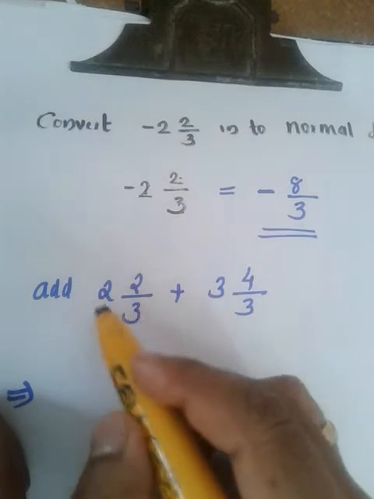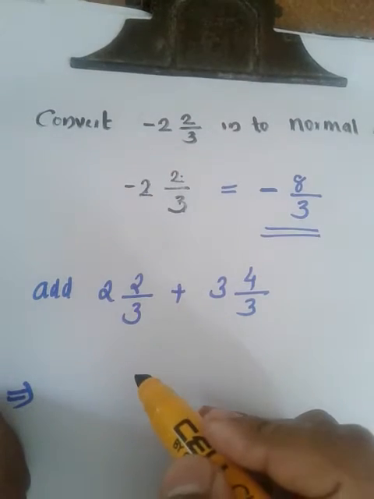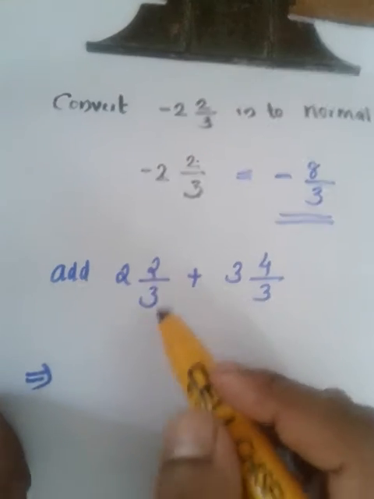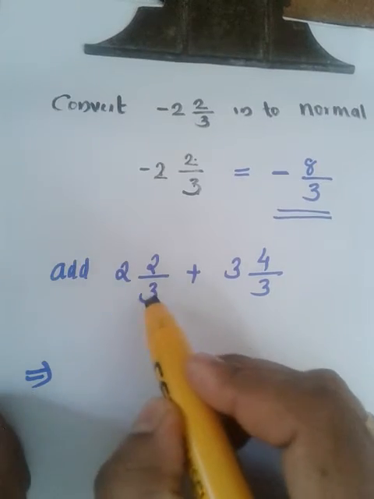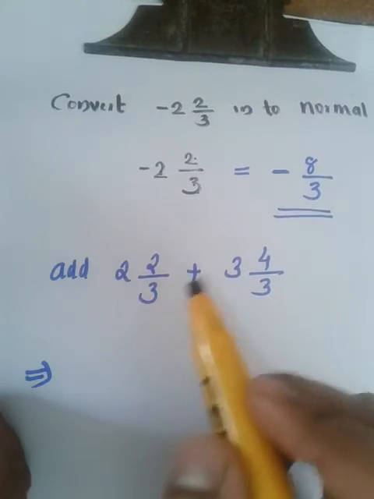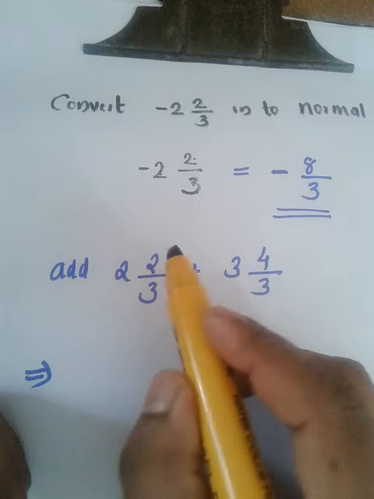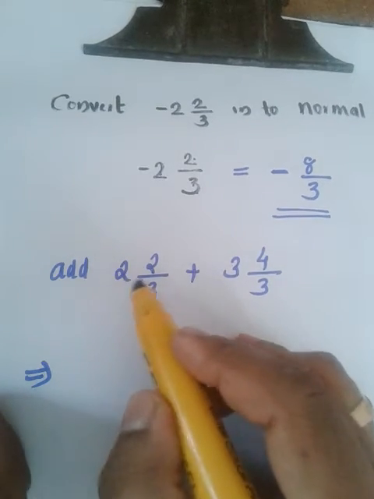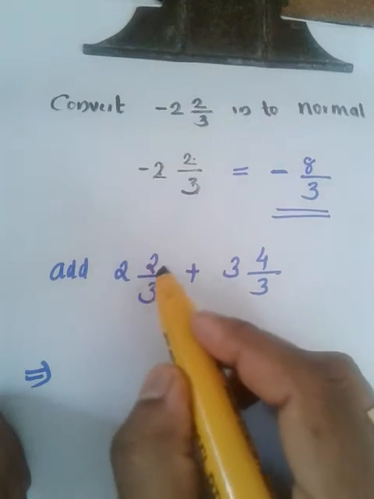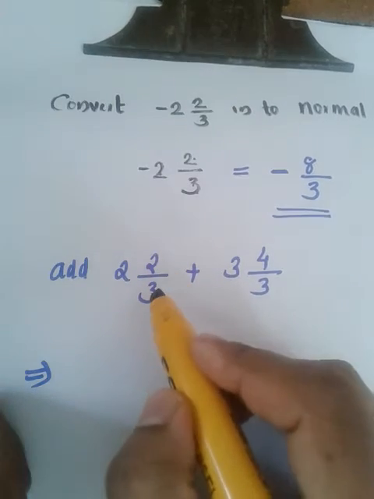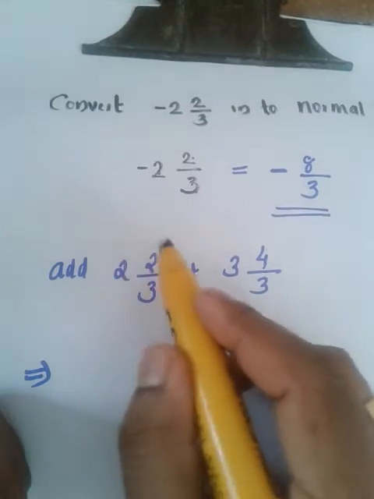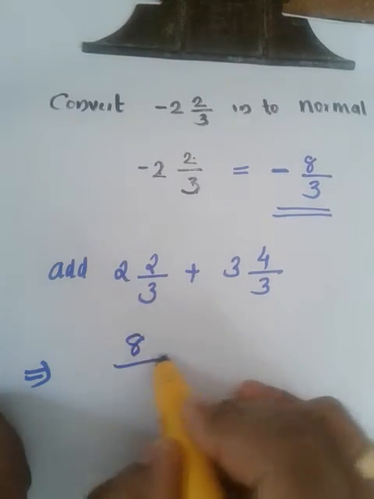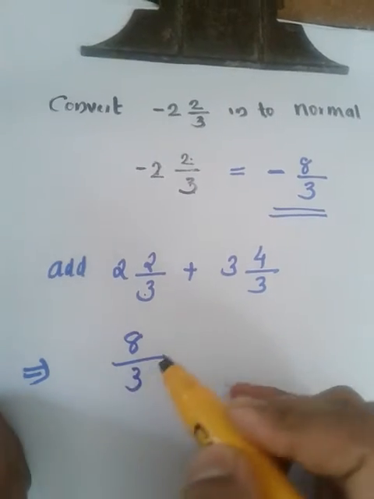How? Just convert this mixed fraction into an improper fraction. How can you convert a mixed fraction into an improper fraction? 3 into 2, what is that? 6. So we got the product as 6. Then add 2 with that. So 6 plus 2 is 8. So once again, 3 into 2 is 6. Then 6 plus 2 is 8. So it becomes 8 by the denominator as it is, 8 by 3.